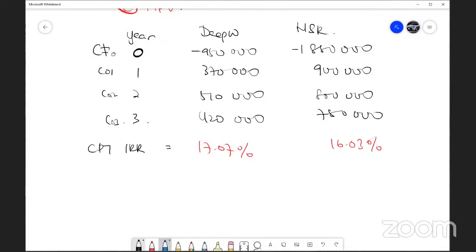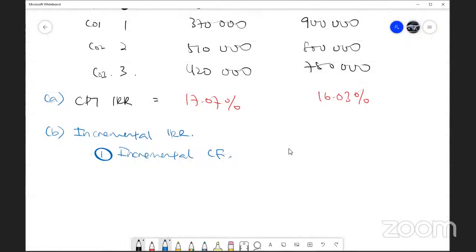So let me write it down for you. This is part A. Part B is incremental IRR. So the first step is to find the incremental cash flow. How do you get the incremental cash flow? Take the bigger investment minus smaller investment. Bigger investment minus your smaller investment.